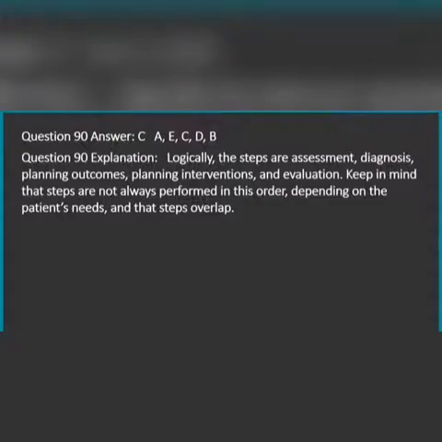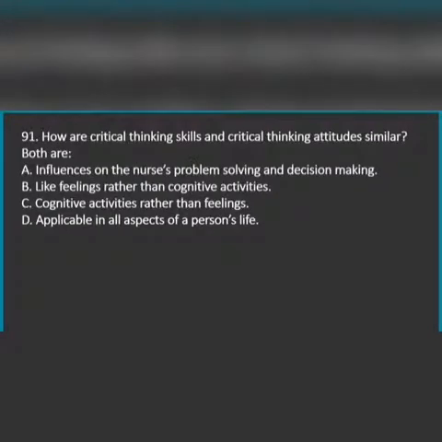Question 90 Explanation. Logically, the steps are assessment, diagnosis, planning outcomes, planning interventions, and evaluation. Keep in mind that steps are not always performed in this order, depending on the patient's needs, and that steps overlap. Question 91. How are critical thinking skills and critical thinking attitudes similar?